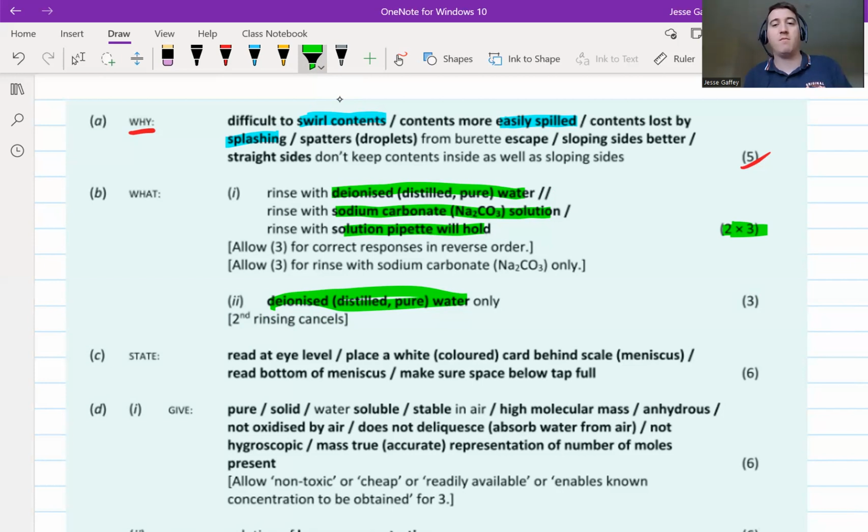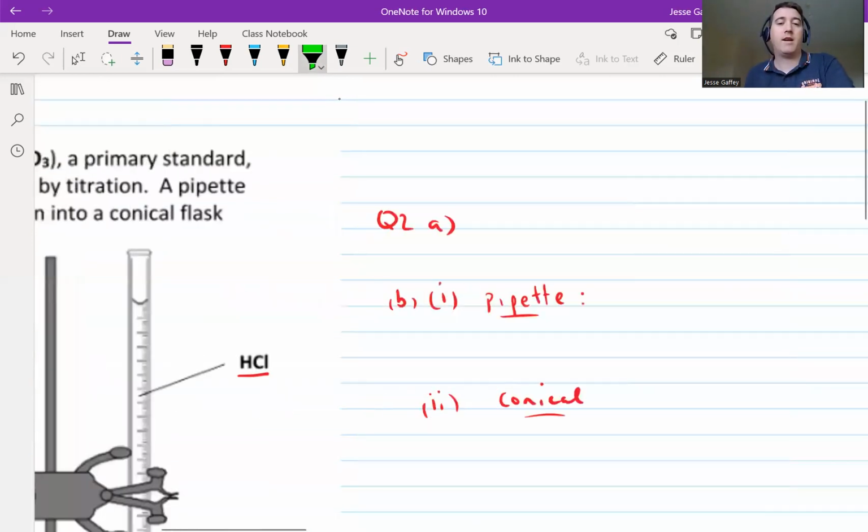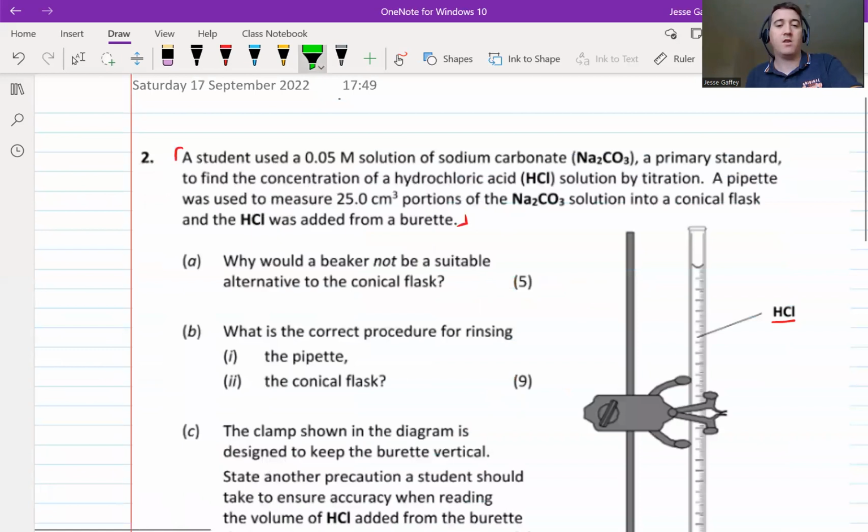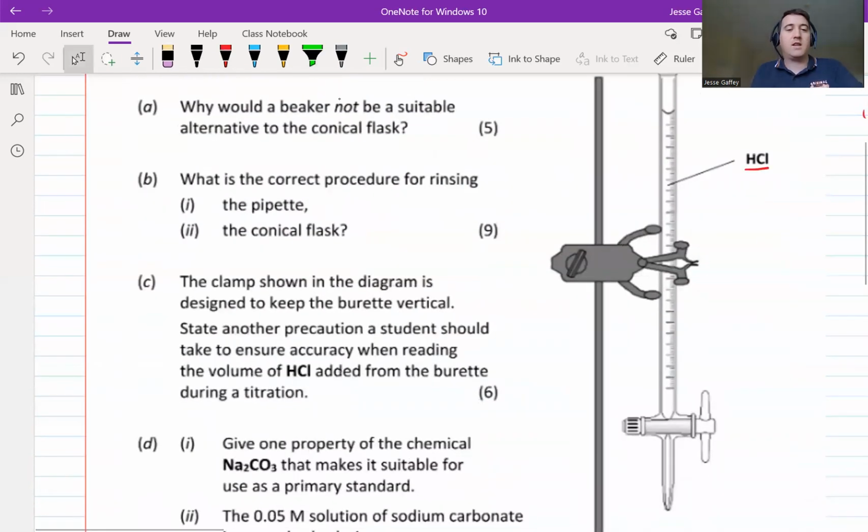And when you put in your 25 mils, you'll have 25 and a little bit that you use for rinsing. And then we don't know the exact volume. Okay. All right, so well done. If you got those marks, giving yourselves a mark out of 9 then. Let's see what part C is.